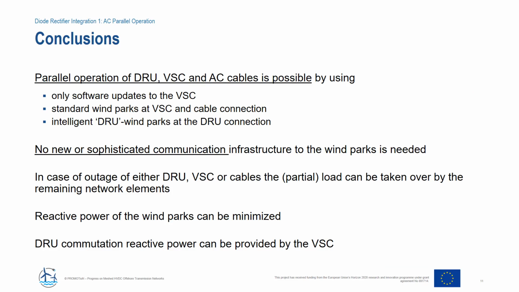Let me quickly summarize the contributions of this part of the talk. A parallel operation of DRU, VSC and AC cable connections has been proven feasible, and only some smaller changes to the control and protection software are required for this, but no major changes to existing transmission assets are required in order to make the overall system work. This statement is also backed by the fact that in all of our investigations, only state-of-the-art signaling has been used to control the load flow, and all has been done on a non-time critical basis. That means essentially that existing wind park connections by either AC cable export or using VSC links can safely be mixed with low-cost DRU connected wind parks, and the necessary reactive power can be supplied by the VSC.